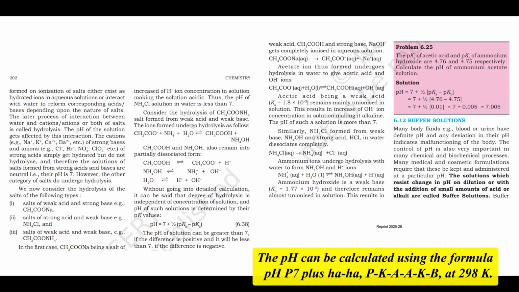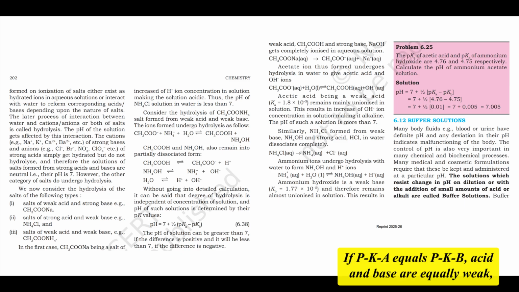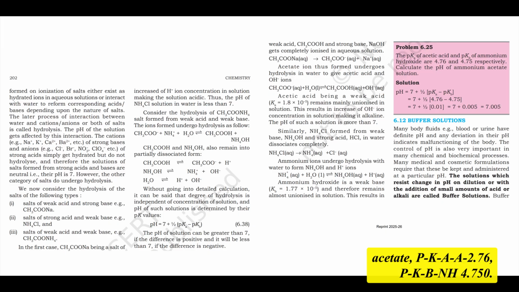The pH can be calculated using the formula pH = 7 + ½(pKa - pKb) at 298 K. If pKa equals pKb, acid and base are equally weak, the solution is neutral, pH = 7. Example, ammonium acetate, pKa = 4.76, pKb of NH3 = 4.75.